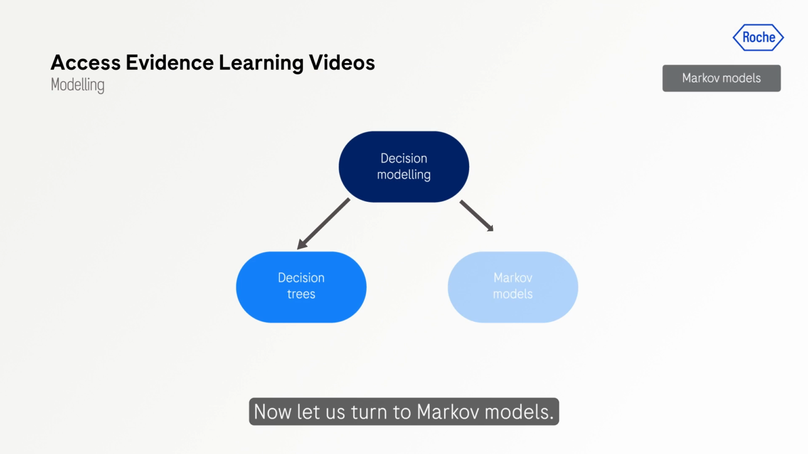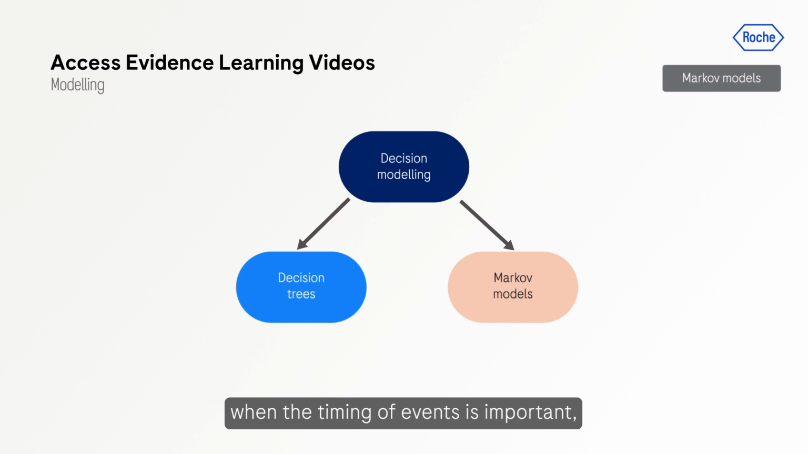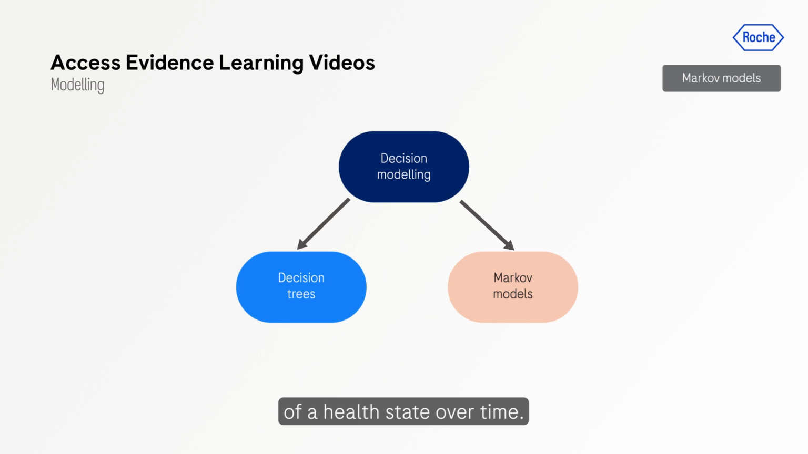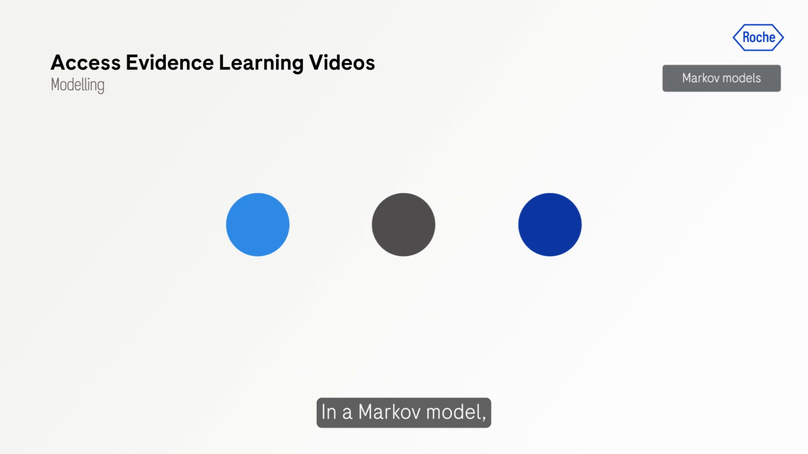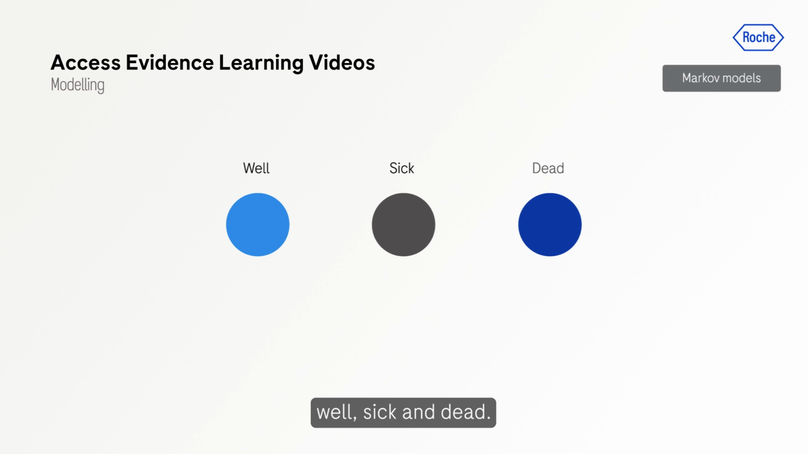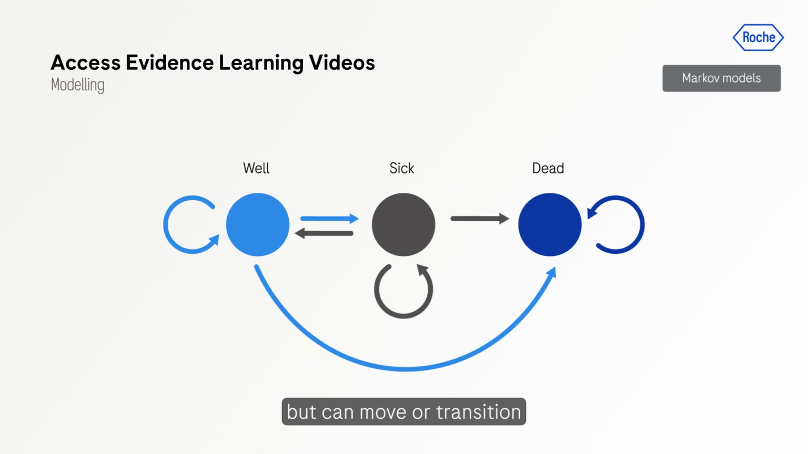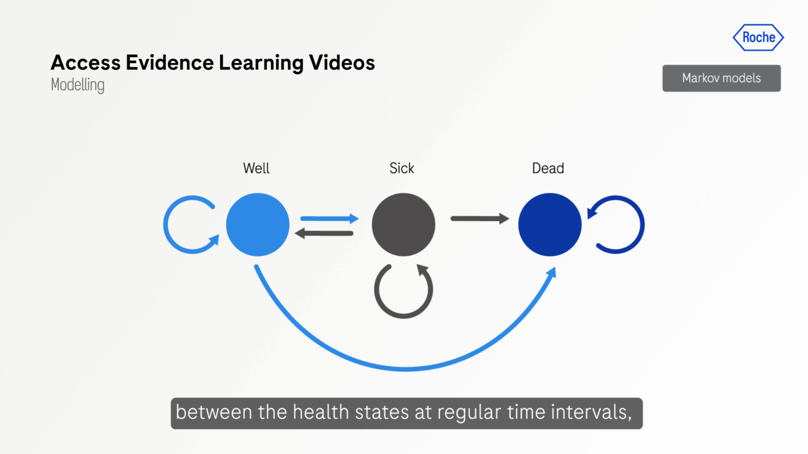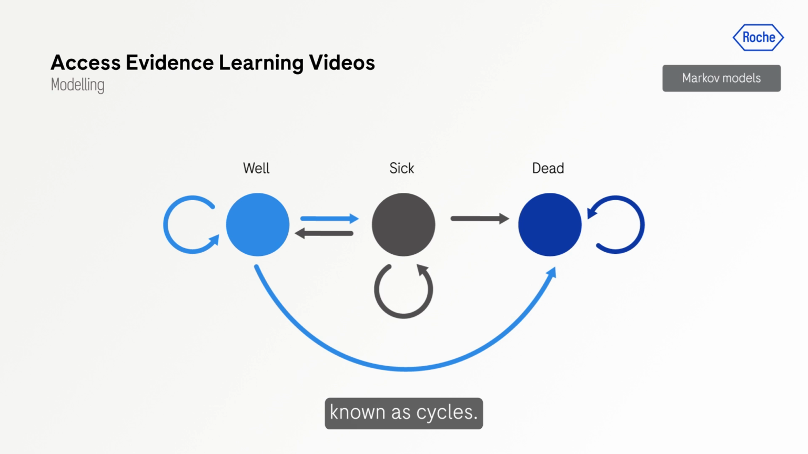Now let's turn to Markov models. These are often used when the timing of events is important, or when patients move in and out of a health state over time. In a Markov model, a set of health states are defined that represent the course of a disease. In this simple example, there are three states: well, sick, and dead. People in the model can only exist in one health state at a time, but can move, or transition, between the health states at regular time intervals, known as cycles.